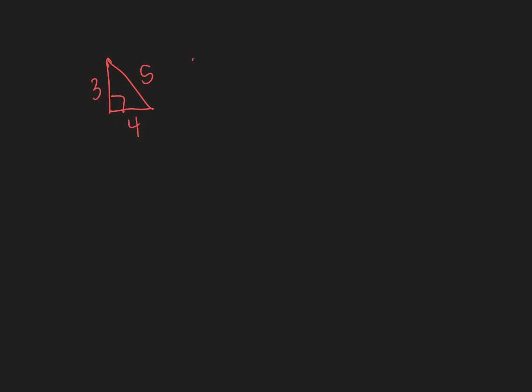And it definitely works. Oops, I'm going to write it the other way. 5 squared is equal to 3 squared plus 4 squared. You don't have to write this. Okay? You don't have to write that.